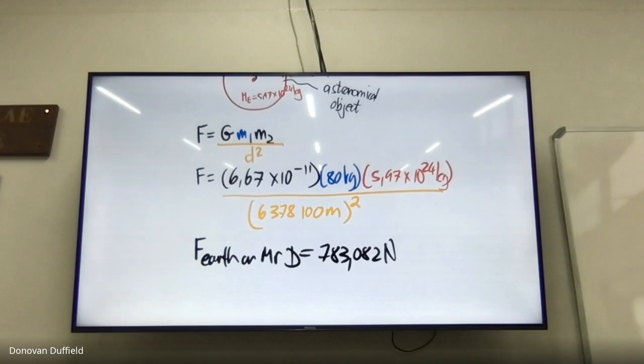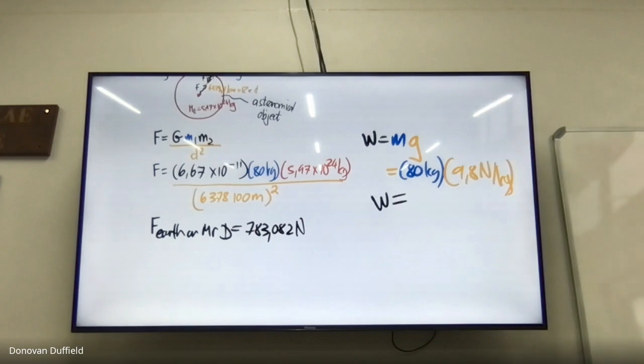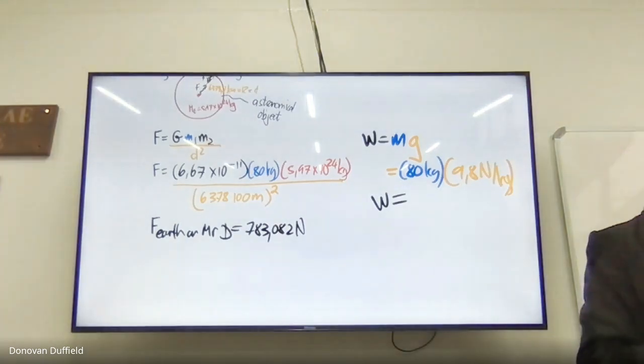The force of Mr. D on the Earth is also that. But if I were to say weight equals mass of Mr. D times g, then this is 80 kilograms, and g we know is approximately 9,8 newtons per kilogram. So what's 80 times 9,8?